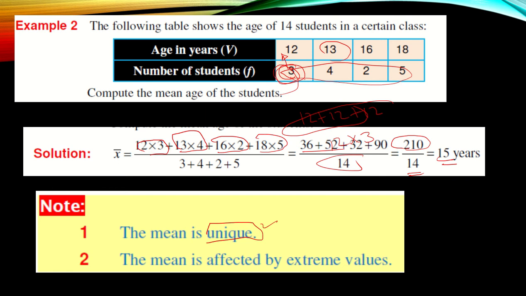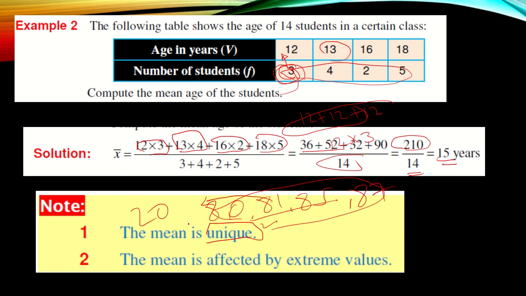The second property of the mean is that it is affected by extreme values. For example, in a class, most of the students may score in the 80s: 80, 81, 85, 87, let us say. Then if one student scores like 20 out of 100, the mean value might not be in the middle. It might be pulled down, so it may be less than the 80s, or below 80.